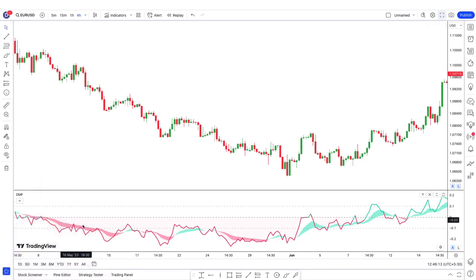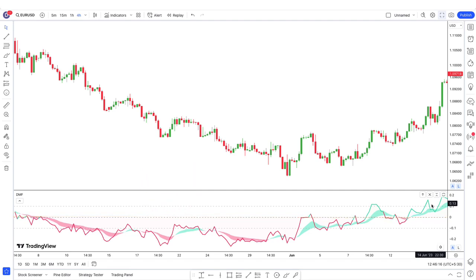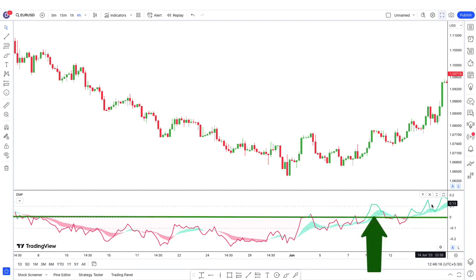This line that changes color between red and green is the Dynamic Money Flow line, and it's the main part of this indicator. When it's below 0, it shows that selling volume is higher than buying volume, and among market participants, there is more interest to sell. And on the other hand, when it's above 0, it shows that buying volume is higher than selling volume and there is more interest to buy.